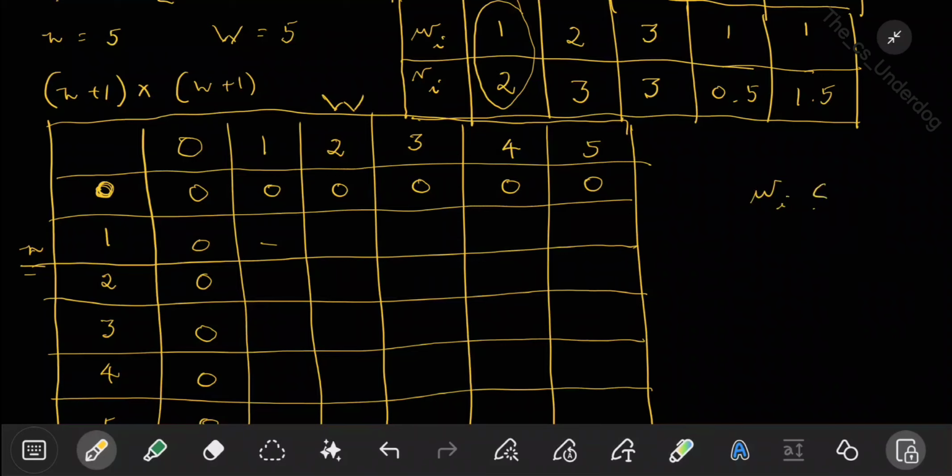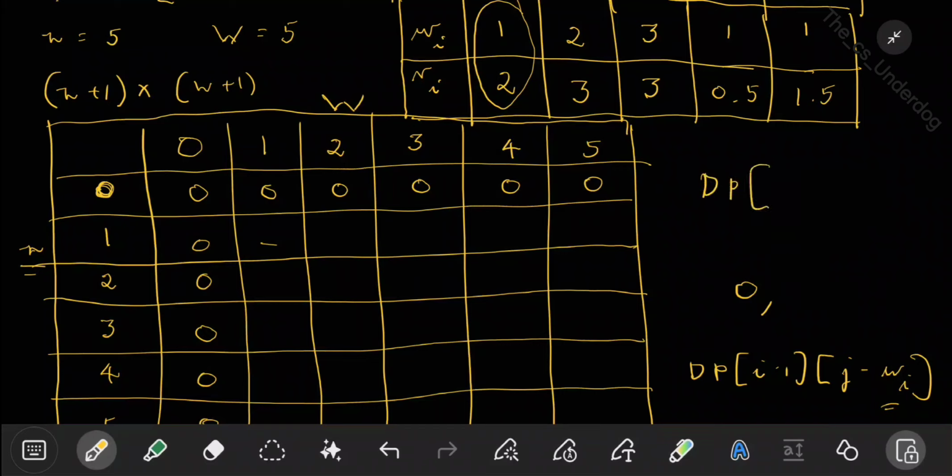In case wi is less than or equal to j, what can you do? If you don't include this, then what is the case? If you don't include it, you have to take the entry right above it, dp[i-1][j]. The entry right above it is 0. So either you have to choose 0, or if you include this item, you have to take dp[i-1][j-wi]. So what is wi here? wi is 1. And what is j? j is also 1. So you have to take dp[i-1][j-wi], where i is 1, which means i-1 is 0, plus the value of i. This is what you have to take.